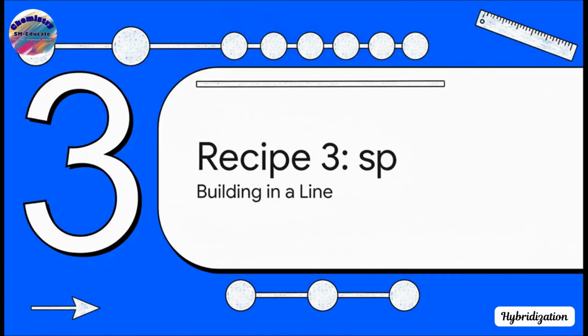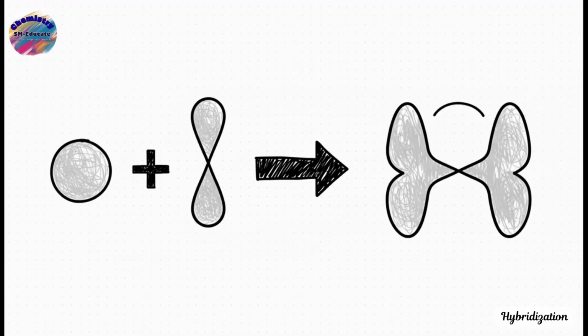Finally, let's explore the simplest recipe of them all, which, as you might guess, is perfect for building things in a straight line. Yep, just as the name suggests, sp hybridization is just mixing 1 s orbital with 1 p orbital. That's it. This gives you 2 sp hybrid orbitals, and to minimize how much they repel each other, they just point in exactly opposite directions. This creates a perfectly linear shape with a 180-degree angle.